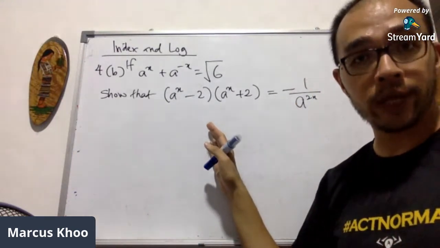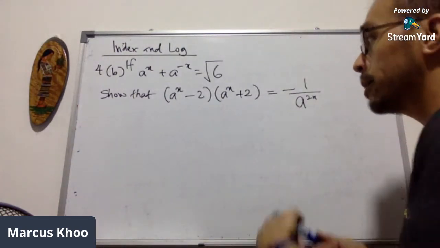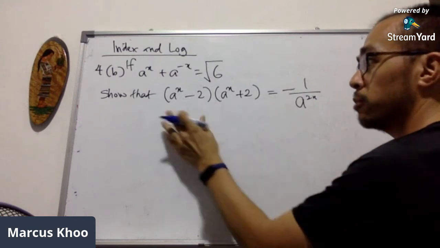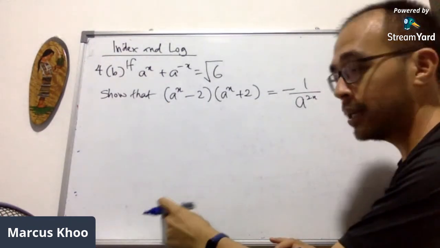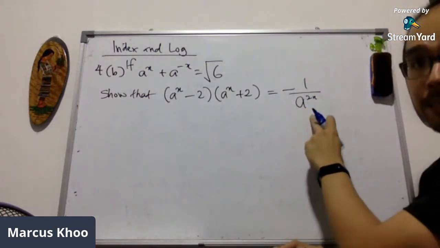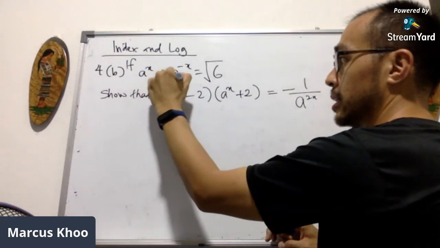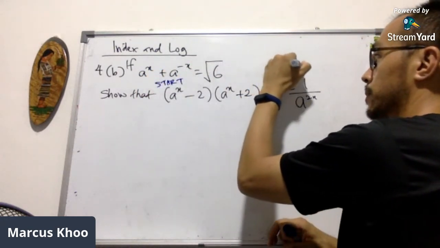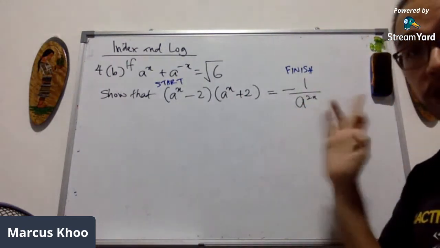And usually we like to take the complicated side, because the complicated side makes more sense. So I'm going to use this side. I'm going to prove that this one, through some magical working, at the end is going to give me this answer. So this is my start, and this is my finish. I want to start from here and finish here.